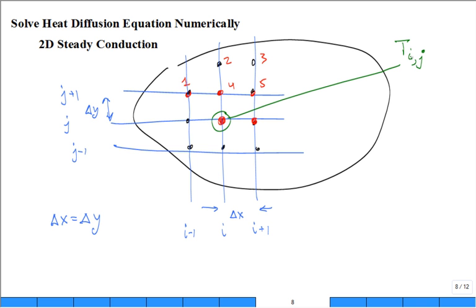Not too tricky. How about this one? What is that one using this subscript notation? What is it in the i? And what is it in the j? j minus 1. Let's go for this one right here.